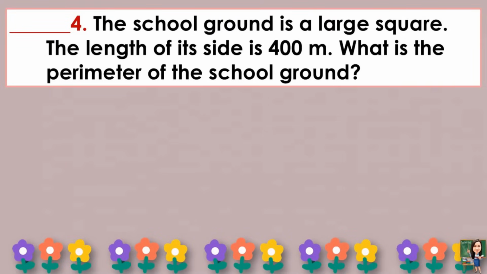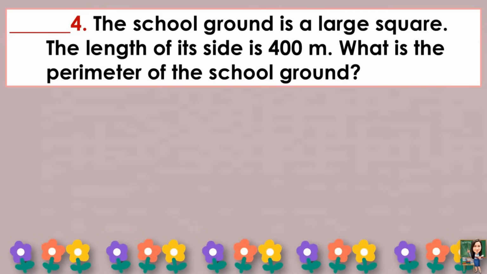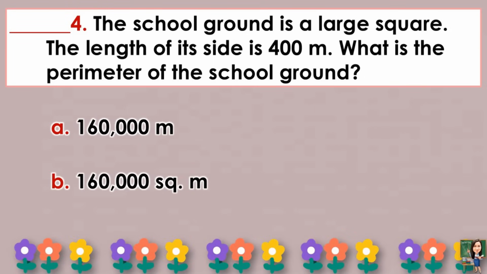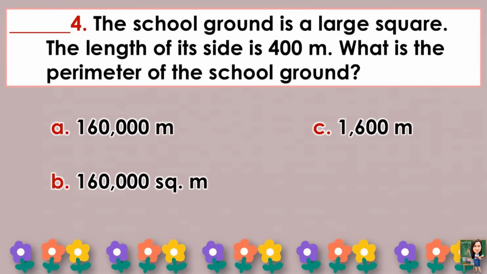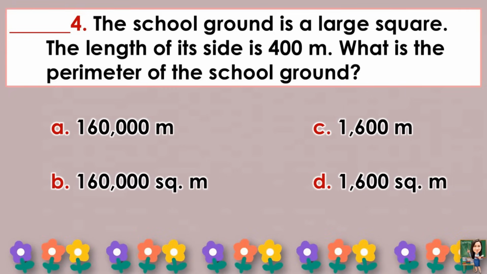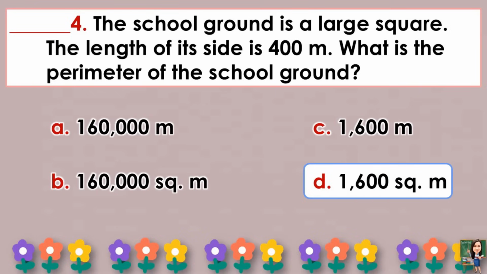Number 4. The school ground is a large square. The length of each side is 400 meters. What is the perimeter of the school ground? A. 160,000 meters, B. 160,000 square meters, C. 1,600 meters, or D. 1,600 square meters. What is the correct answer? Very good. The correct answer is 1,600 square meters.